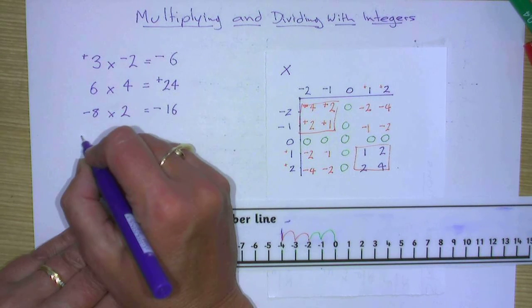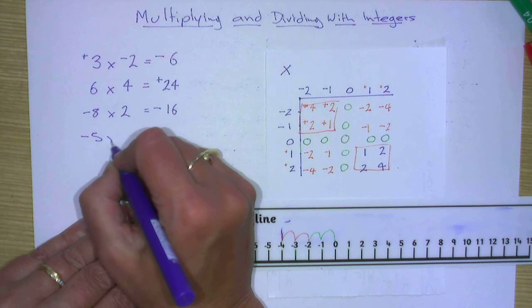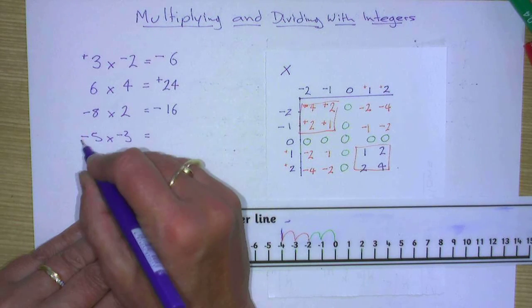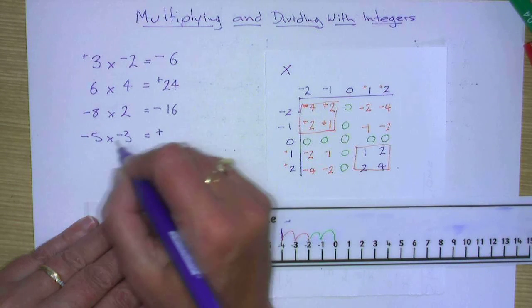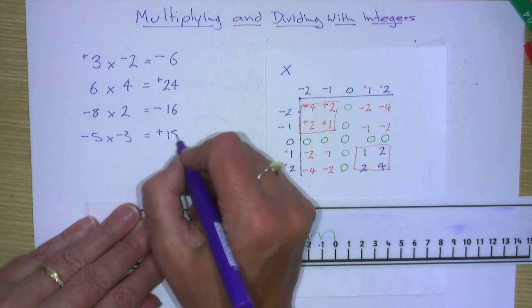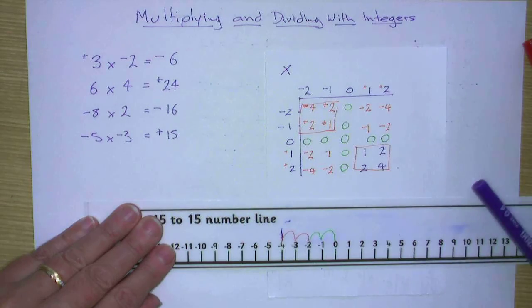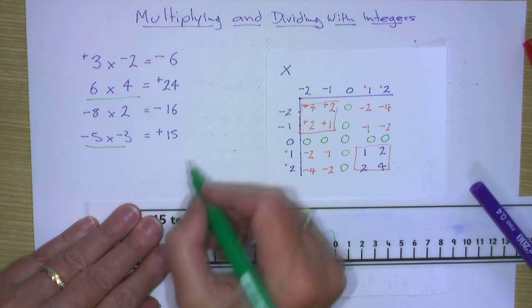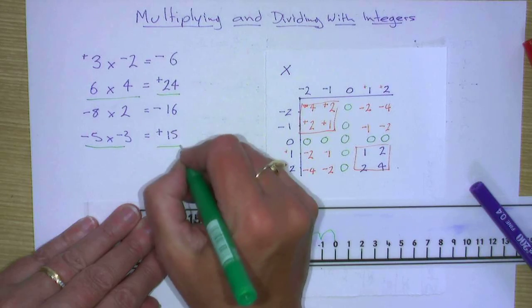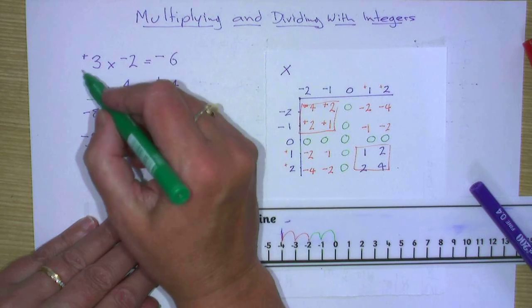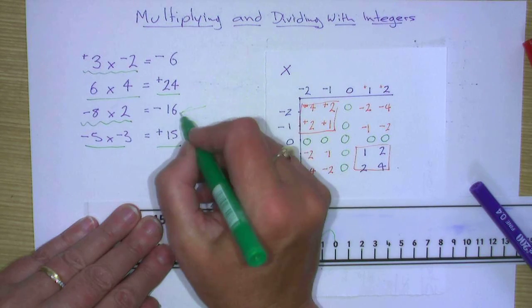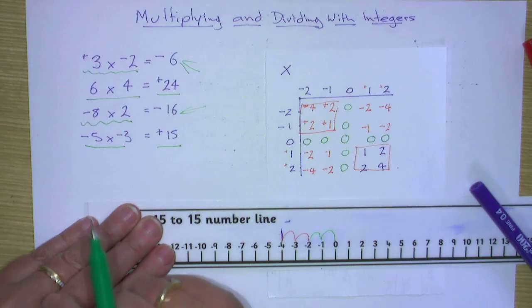And one last one, minus 5 times minus 3. Here we've got two negatives. A negative times a negative is a positive. 5 times 3 is 15. So you can see that here where I have two positives and here where I have two negatives, our answers are positive. When I have a positive and a negative, or a negative and a positive, our answers are negative.